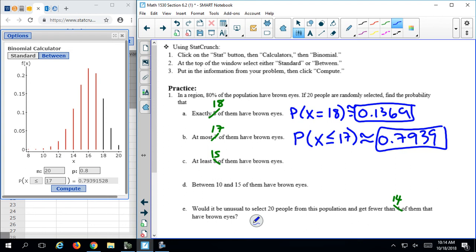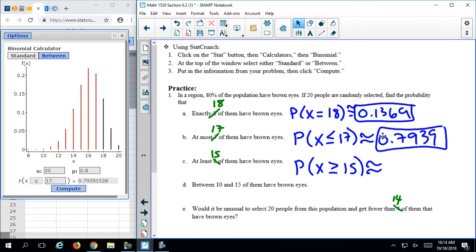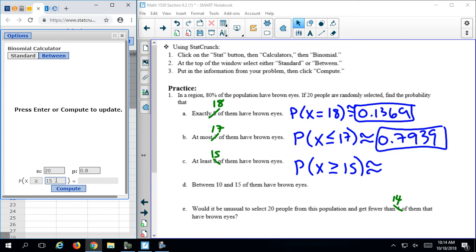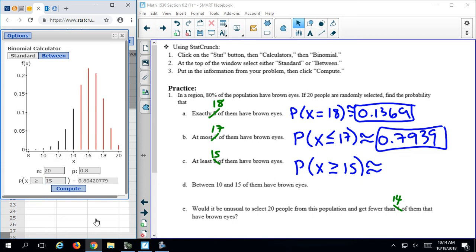What about at least 15? What am I going to write here? What's the symbol in between? At least greater than or equal to, right? The least it could be is 15, and it could be anything bigger. So that's greater than or equal to 15. So I'm going to change my symbol to greater than or equal to, and then 15. 0.8042.